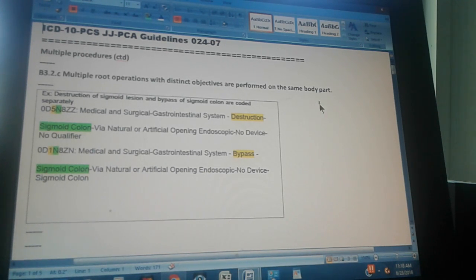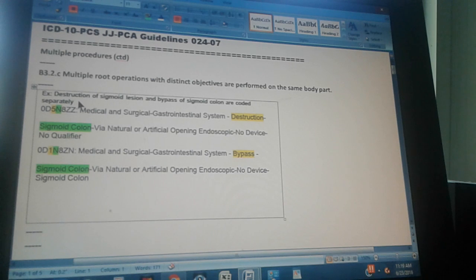Now, do you have one code or two codes? The answer is two codes because the procedures are different. And now we have an example there. What's the example? Can you read it? Destruction of sigmoid lesion and bypass of sigmoid colon are coded separately.